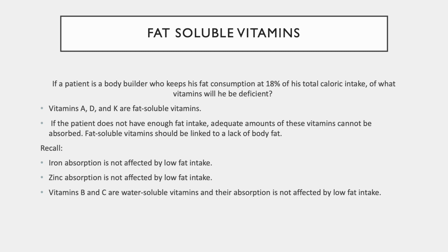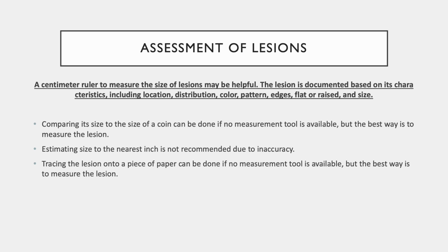So next slide. All right, so when we're talking about lesions, assessment of lesions is pretty simple. You have to use a centimeter ruler to measure the size of the lesion. It needs to be documented based on its characteristics, like its location, its distribution, its color, its pattern, its edges. Is it flat or raised? What's the size? Comparing its size to the size of a coin is a great way to do this. However, you're not going to get the full size. Estimating the size to the nearest inch is not going to be exact.